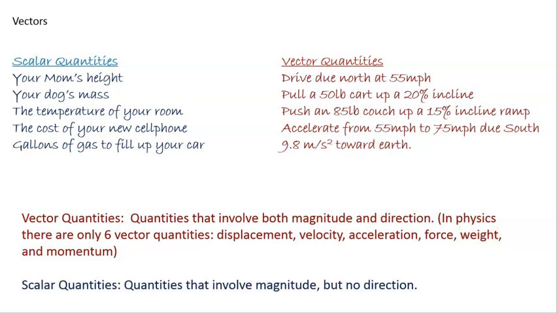On the other hand, a scalar quantity involves magnitude only. Your mom's height, your dog's mass, the temperature of your room, the cost of your cell phone, how much gas you put in your car. All those are singular scalar quantities. You don't need a direction to go with that. Now you know the difference between scalar quantities and vector quantities. Now let's get into the thick of the lecture.